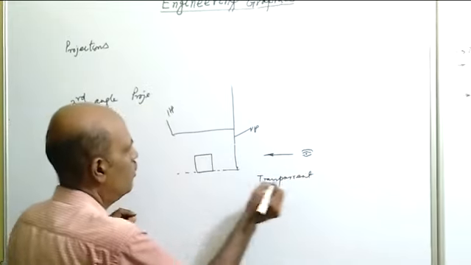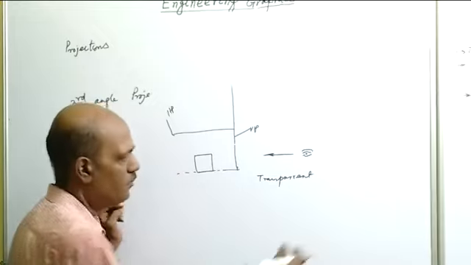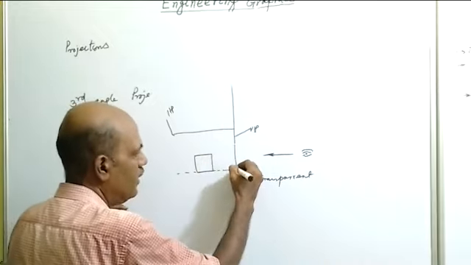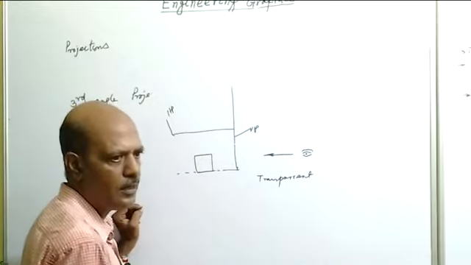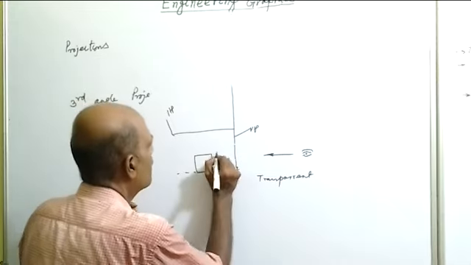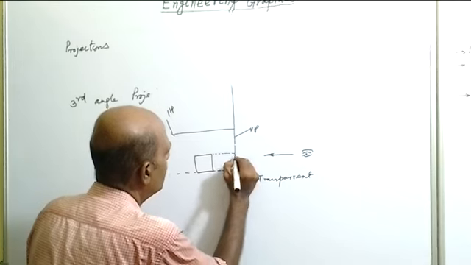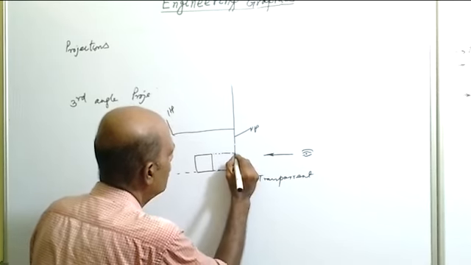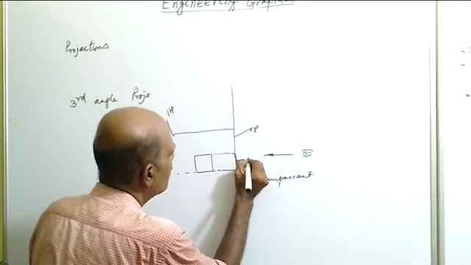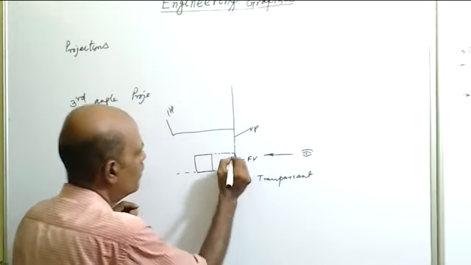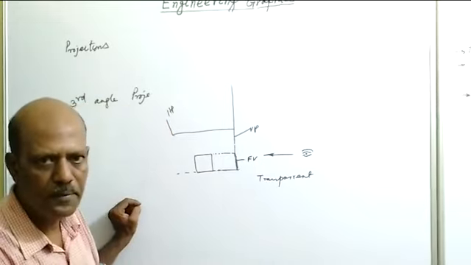Transparent. So if the observer looks at the object from the right, and this is a transparent projector, the observer will look at the object. So this will be your front view. Front view. So in the two-dimensional figure I am showing.